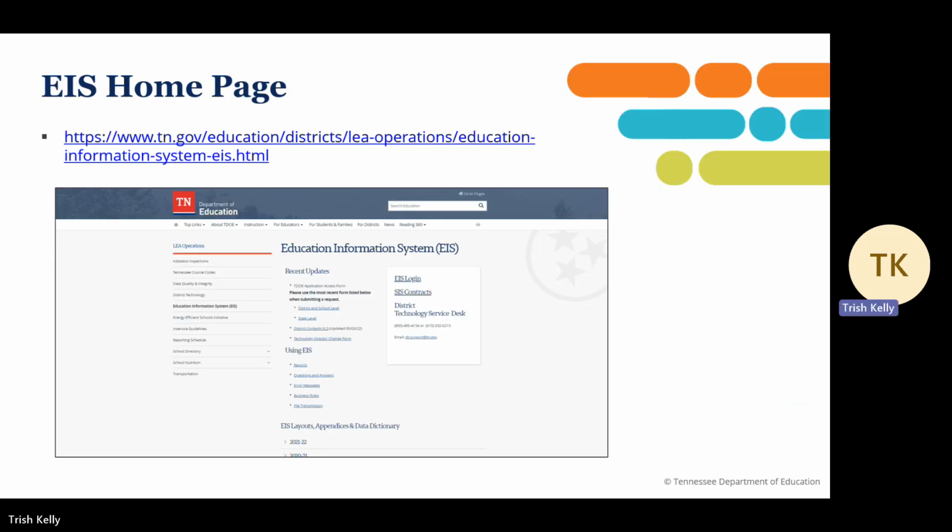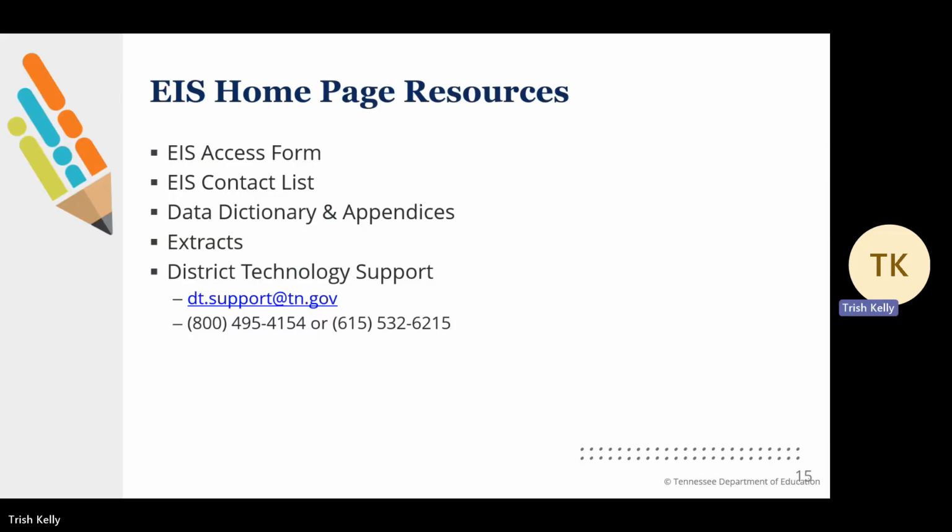The EIS homepage has several resources that will be helpful to you. The login is available here on this slide. These resources include the EIS access form. You will download that, complete it, and submit it to the district technology support team to obtain access. The EIS contact list includes not only the contacts for your district, but those for other districts around the state. It will be helpful, especially for districts that use the same software package that you do. The EIS homepage also includes the data dictionary and appendices and extracts, as well as contact information for the district technology support team.